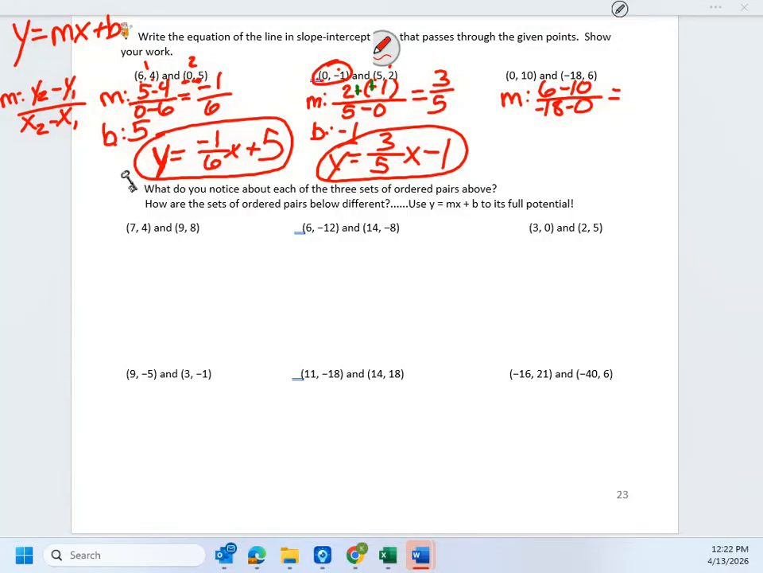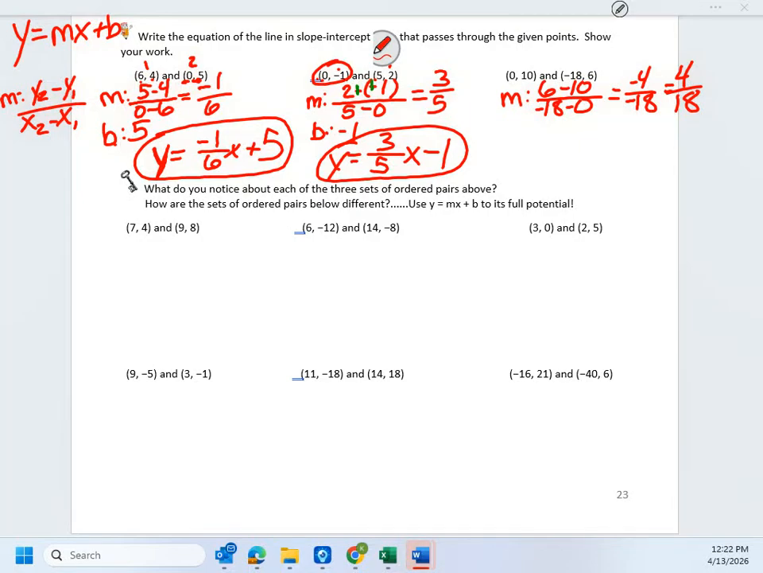AJ? Negative 4 over negative 18. That's a positive. Negative over negative makes my answer positive. So I would have positive 4 over 18. Is that my slope? No. Joe? No. What do I have to do?